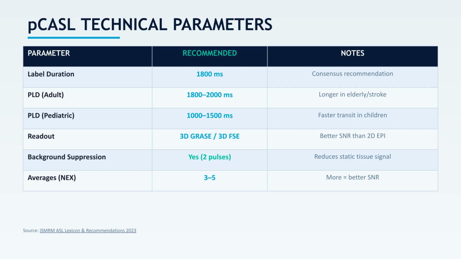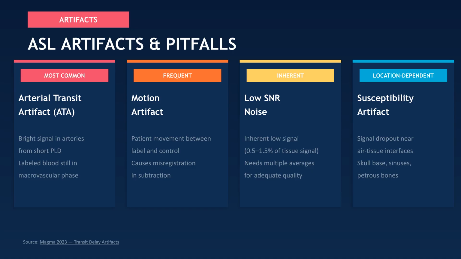Key pCASL technical parameters include a label duration of 1800 milliseconds and an adult PLD of 1800 to 2000 milliseconds. A 3D acquisition and background suppression further optimize the technique. ASL artifacts include the arterial transit artifact from short PLD, which is the most common. Motion artifacts are frequent. Low inherent SNR is an inherent issue, and susceptibility artifacts are location-dependent.